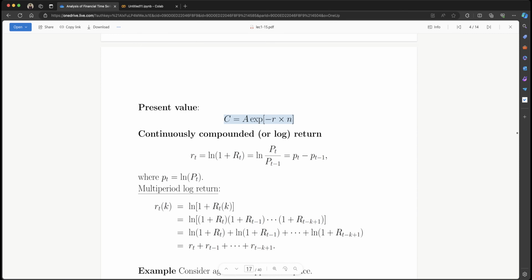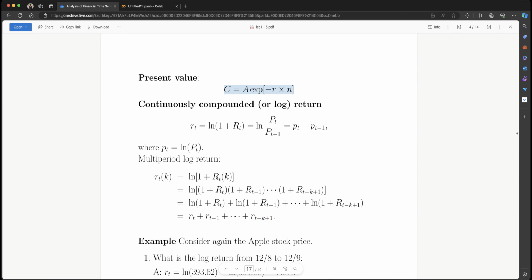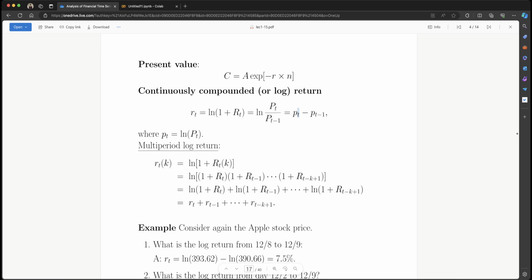Now the multi-period log return, by continuous compounding, would be something like this. RT is 1 over 1 plus RT, because small p is log of big P. In log, division is subtraction, so pt minus pt-1. Small p is log big P. Now multi-period log return. That's why we love log. In finance, this example shows why we love log.